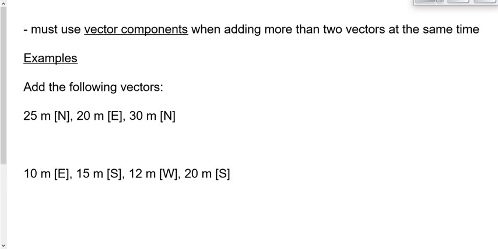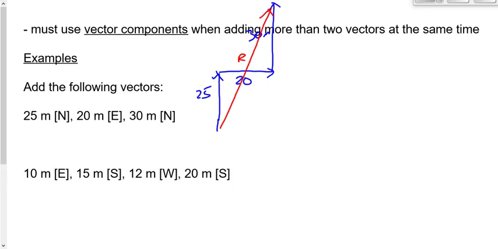But if we draw this one, 25 meters to the north, 20 meters to the east, and then 30 meters to the north, I could draw a resultant vector from start to finish, but that's not a triangle. There's no easy way to find the value of r there, right? Don't break that up into two triangles or whatever. Do this. Break it up into components, x and y components. Right, Mackenzie?